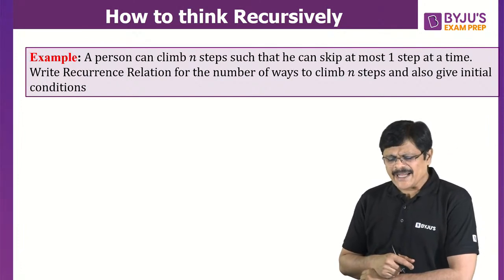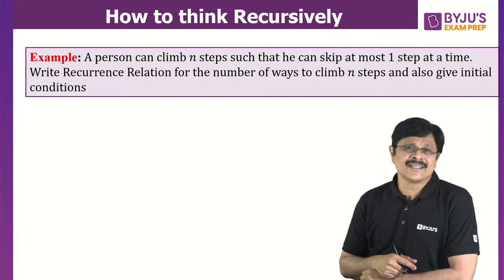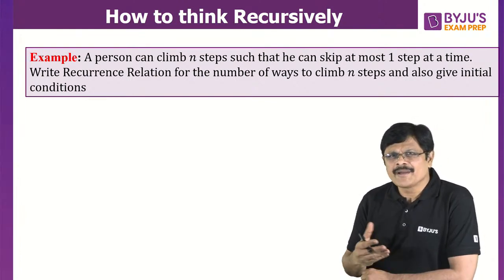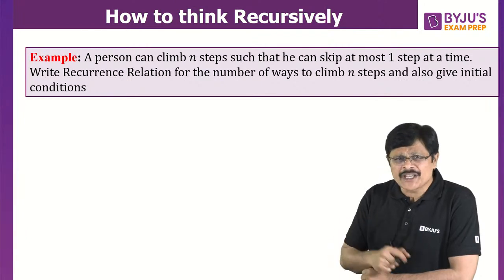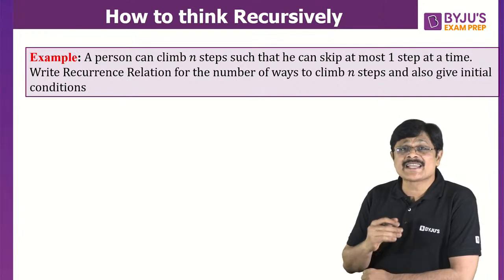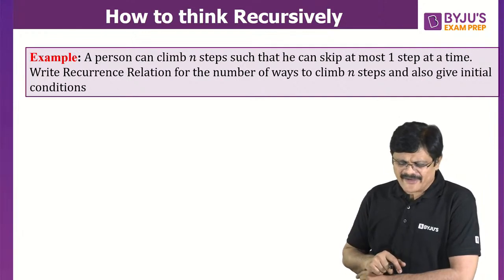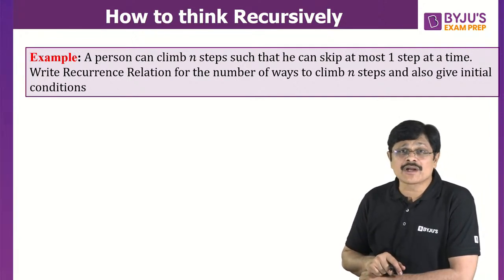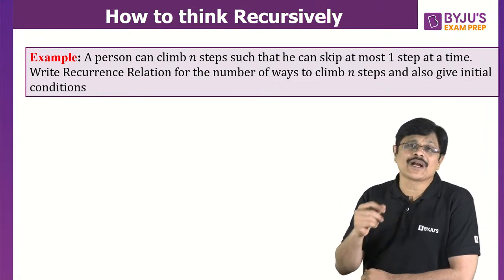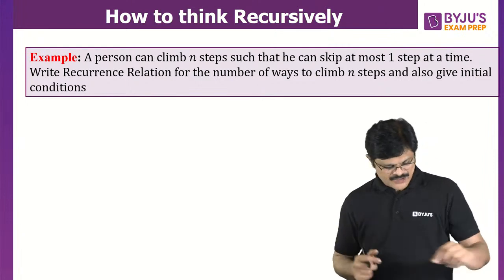Next problem. A person climbs n steps such that he can skip at most one step at a time. This is the information given to you. A person can climb n steps in such a way that he can skip at most one step. Write a recurrence relation for the number of ways to climb n steps. How many ways can he climb n steps? You need to write a recurrence relation for that. So let us see this.